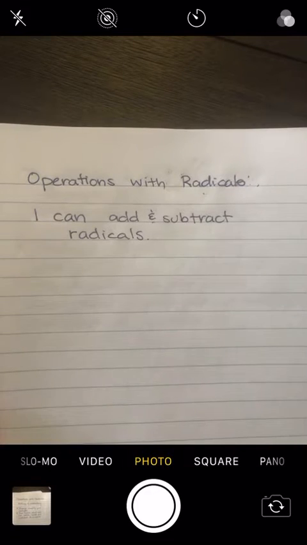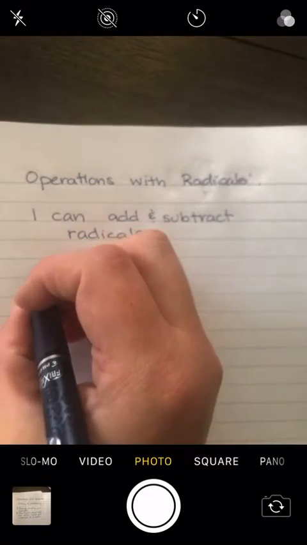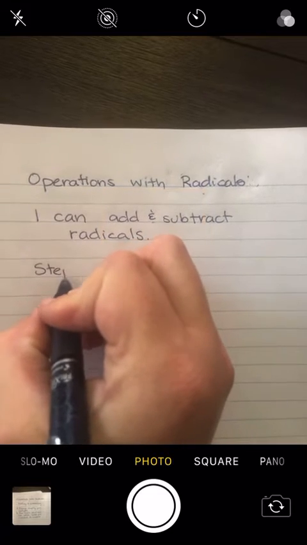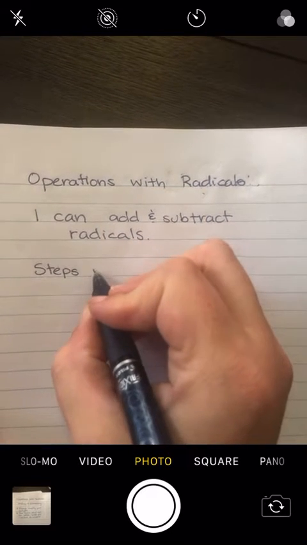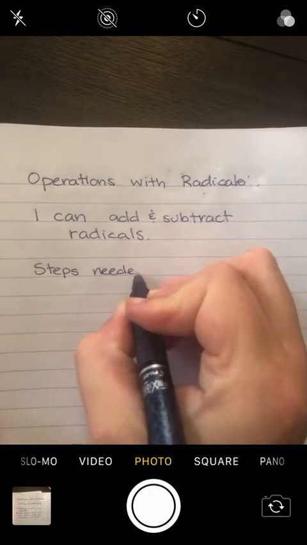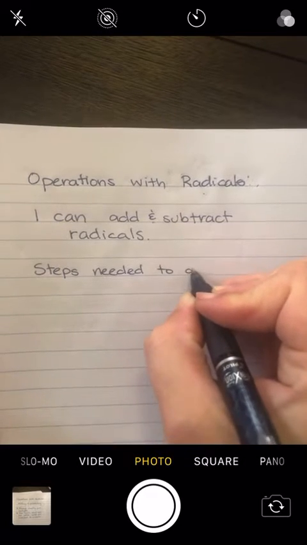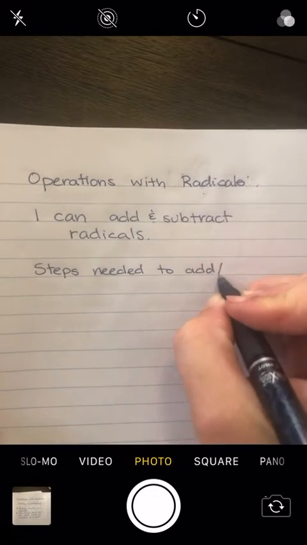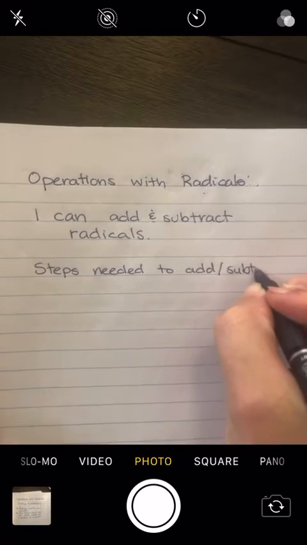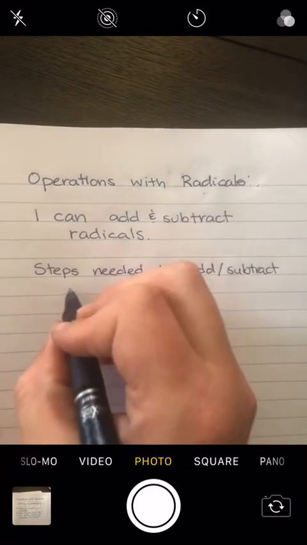Today's notes are on operations with radicals. Today we're going to focus on "I can add and subtract radicals." We're going to talk about the steps needed to add and subtract radicals.